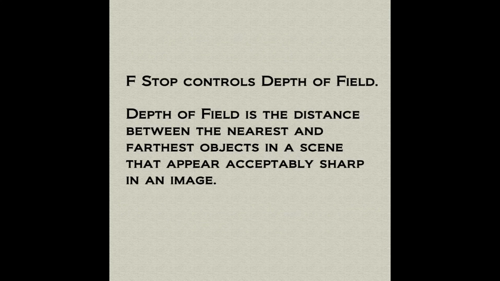Let's move on to f-stop. F-stop controls the depth of field. Now, depth of field is the distance between the nearest and the farthest objects in a scene that appear acceptably sharp in an image. Let's take a look at what that really means.